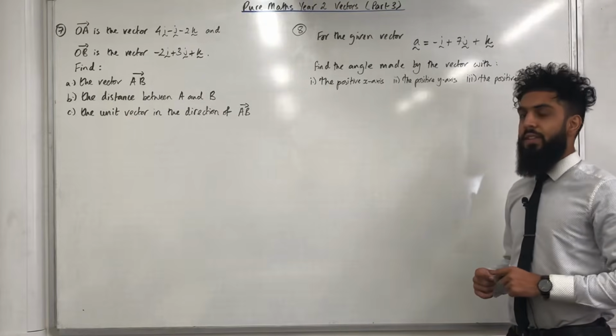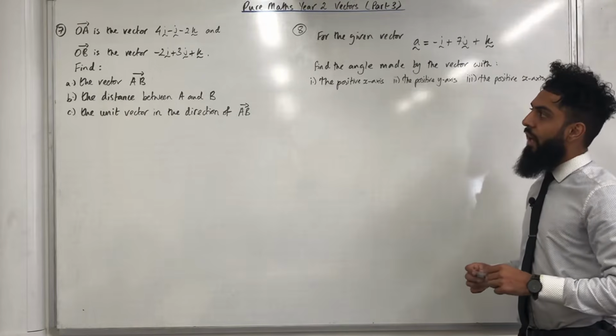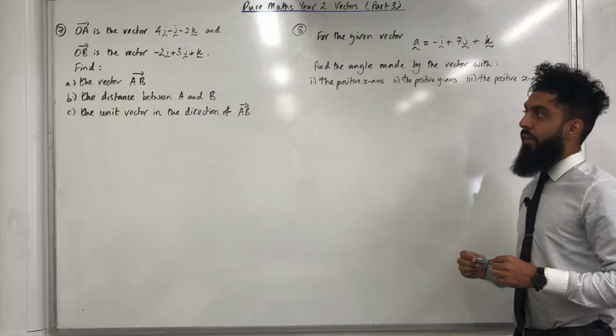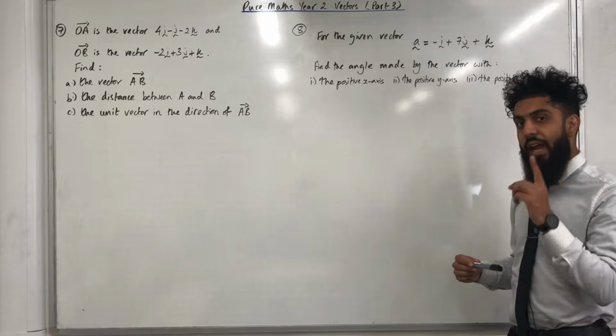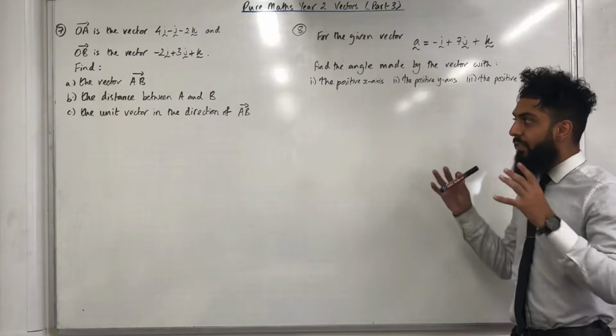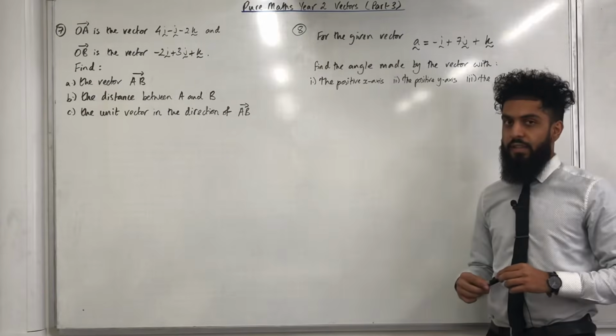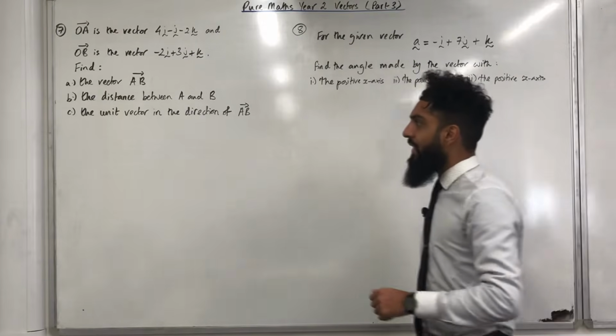O to A is the vector 4i minus j minus 2k, and O to B is the vector minus 2i plus 3j plus k. Find Part A, the vector A to B, Part B, the distance between A and B, and Part C, the unit vector in the direction of the vector A to B. Let's start off with Part A, ladies and gents.